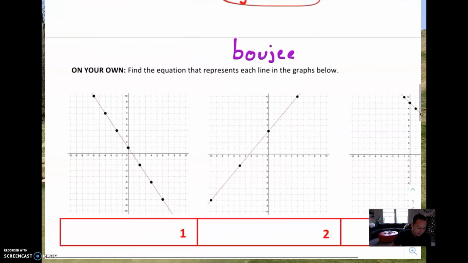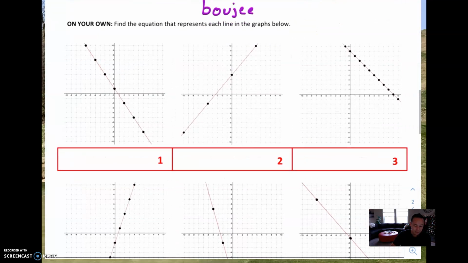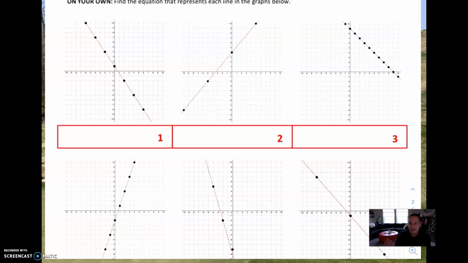But anyways, go ahead and try the next 9 on your own. Submit those equations to Schoology and see how you do.